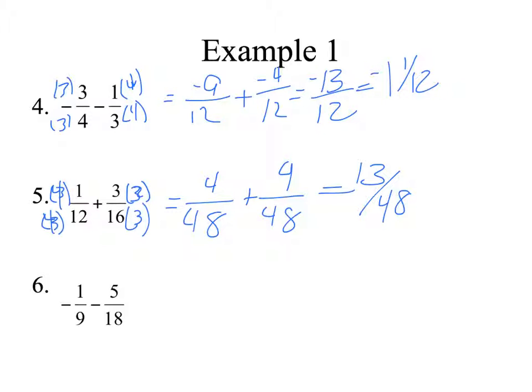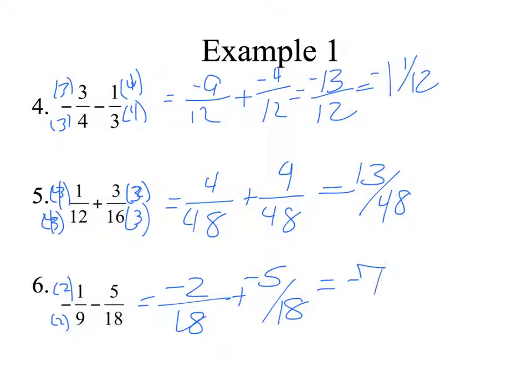Number 6, multiply the first one by 2 in order to get a common denominator of 18. So negative 2 over 18 plus negative 5 over 18. That's negative 7 over 18. And again, it will not reduce, so that's my final answer.